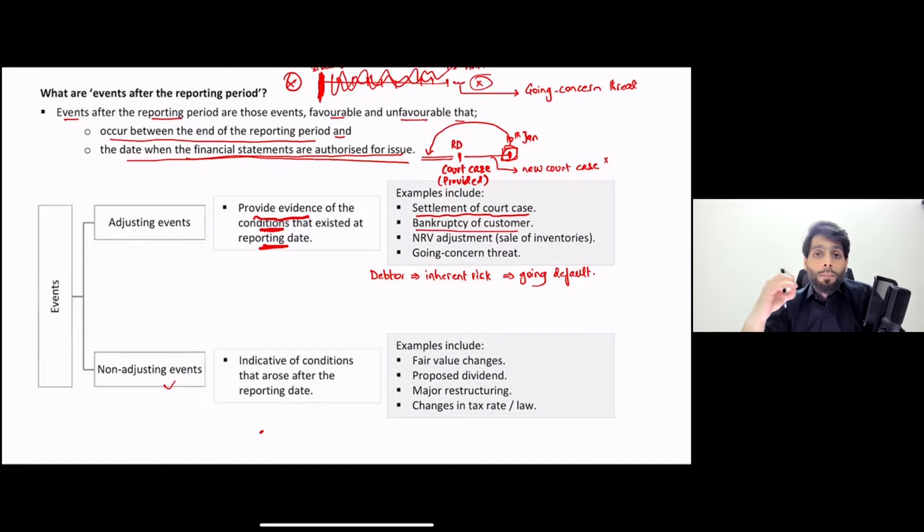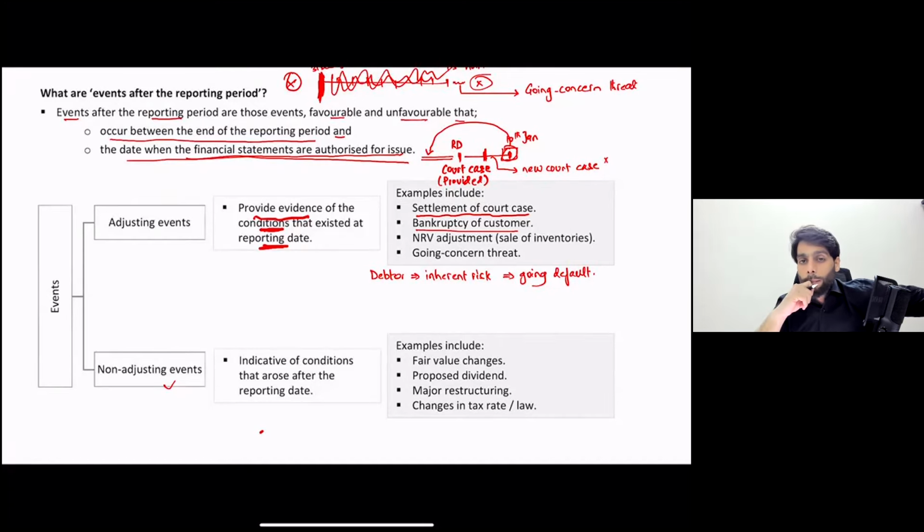So IAS 10 gives a particular example and says that if your receivable customer goes bankrupt post the reporting date, since your debtor has an inherent risk of going bankrupt, such an event, although it may have happened after the reporting date, should be treated as an adjusting event, and a bad debt or doubtful debt, or whatever the case may be, should be recognized within the current financial period. It should be called an adjusting event.